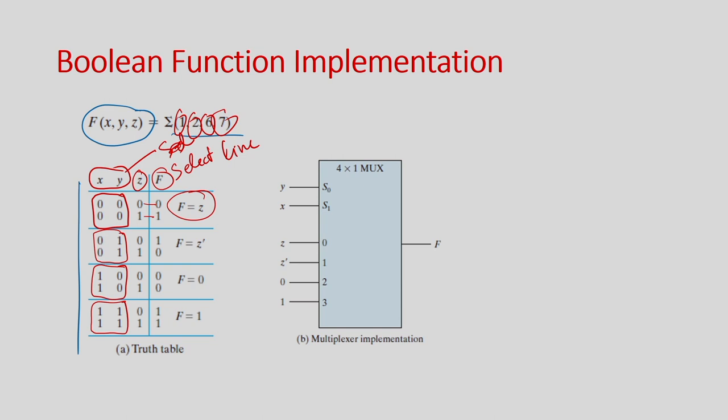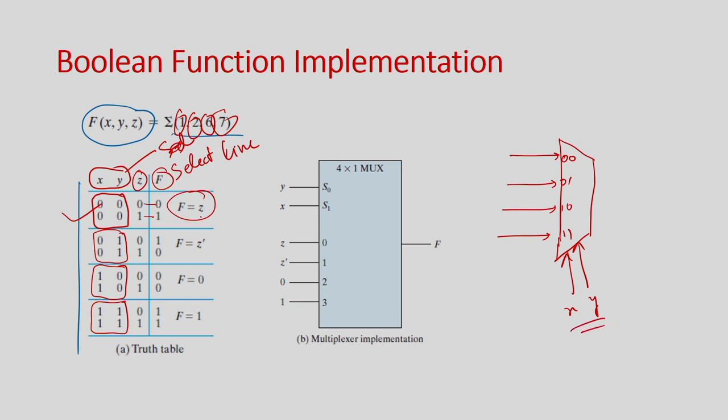So what I am doing here is I try to construct a mux with two select lines where I have connected x and y, and it has four possible inputs, which are 0, 0, 0, 1, 1, 0 and 1, 1. Whenever the xy select line is 0, 0, I can see that whatever my z is, that is my output. So I can simply connect z here. Whenever the select line is 0, 1 in this scenario, I can see that if z is 0, output is 1. If z is 1, output is 0. So this is z bar. So I'll connect z bar here.